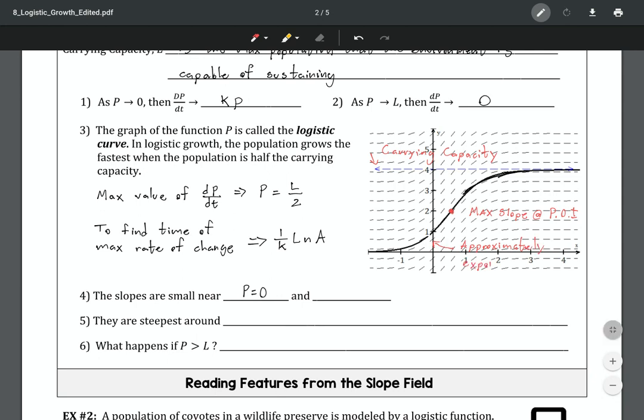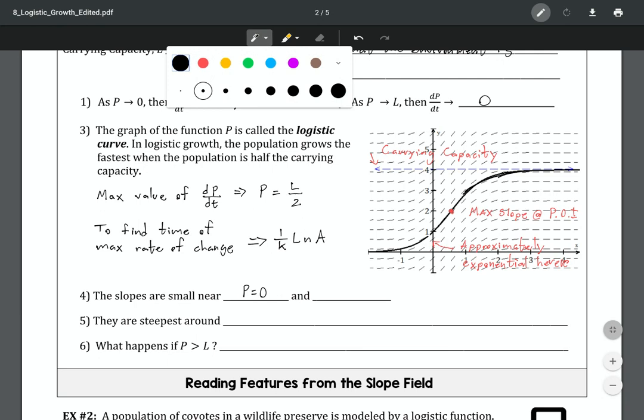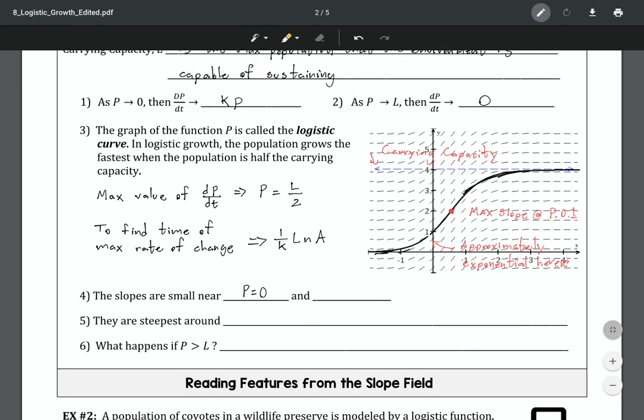So that curve is approximately exponential right there. Okay, so back to this now. So the slopes are smaller. Note that the slopes are really small here, right? And they're really small up here.